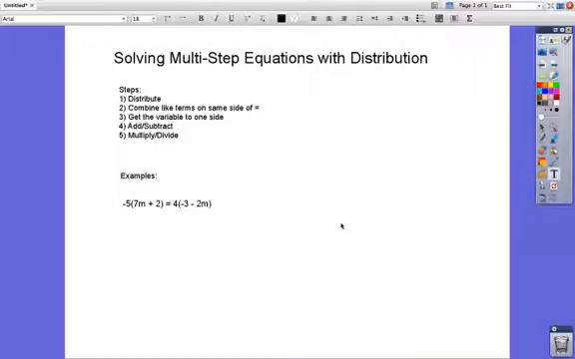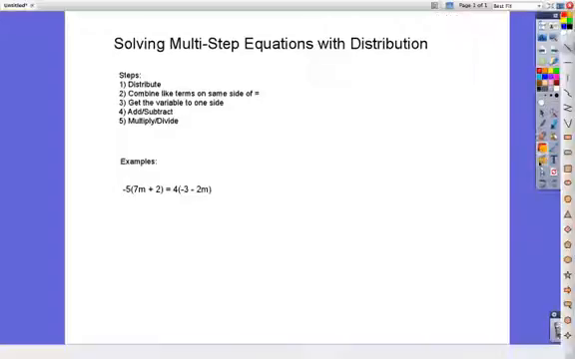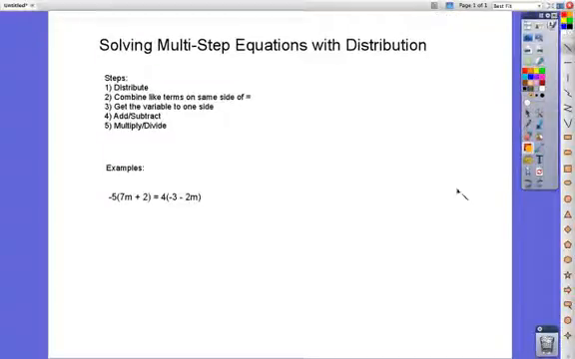Step 3, get the variable to one side. Step 4, add or subtract depending on what you have in your problem. And step 5, multiply or divide. So for our first example, we have negative 5 times 7m plus 2 equals 4 times negative 3 minus 2m. So the first step, just like it says, is to distribute.